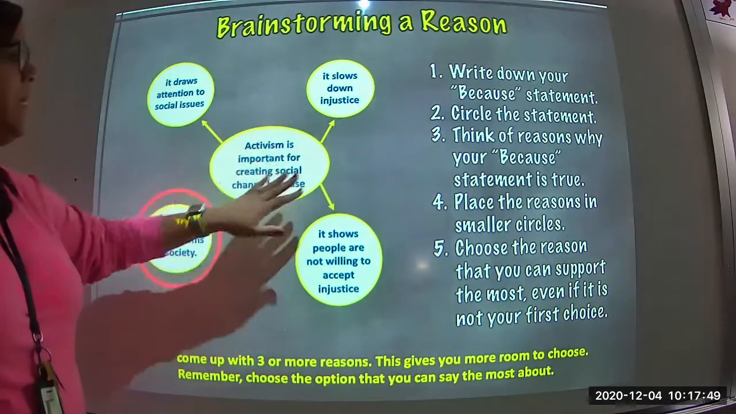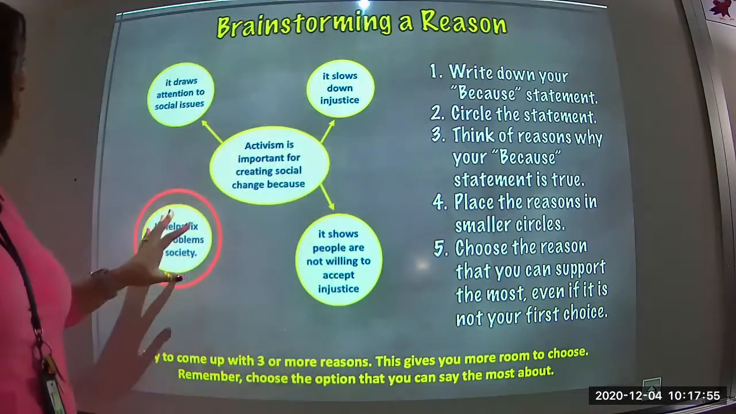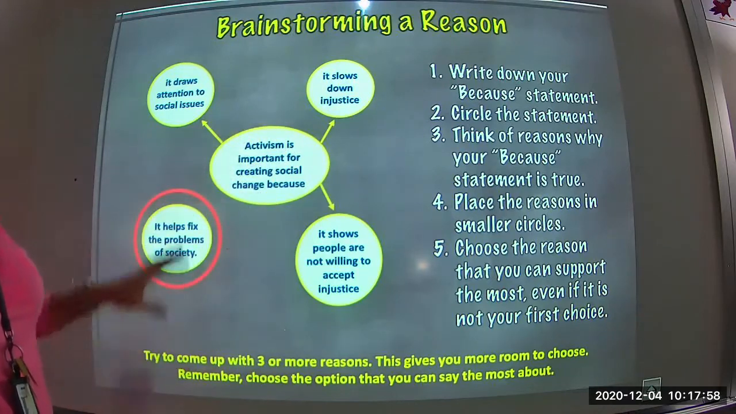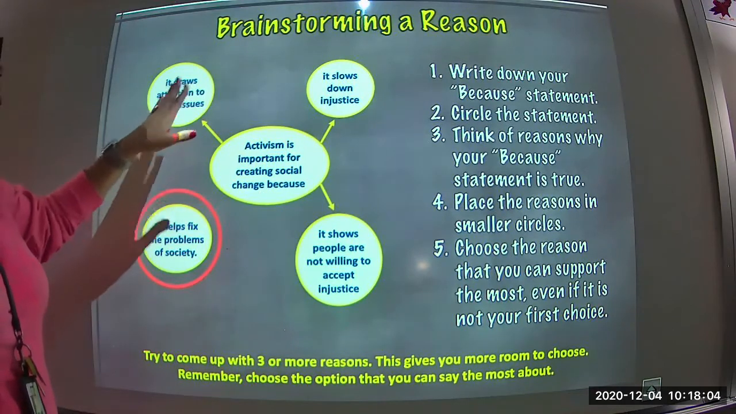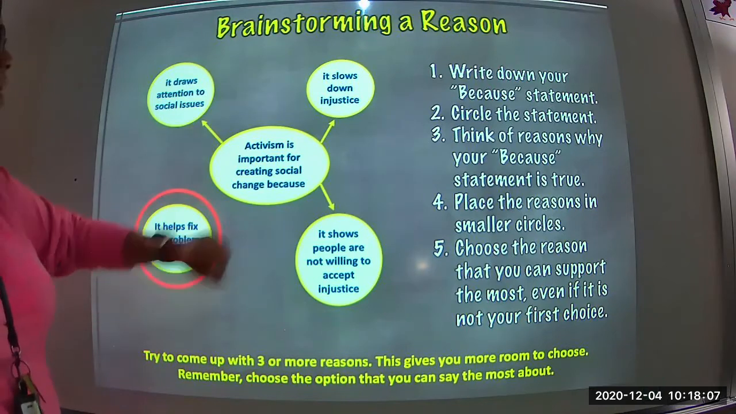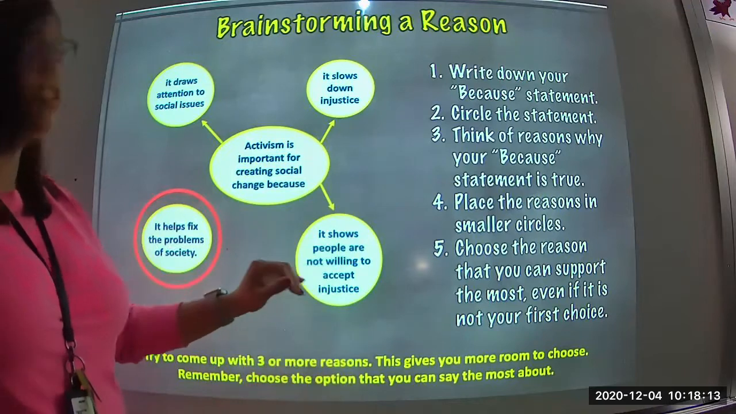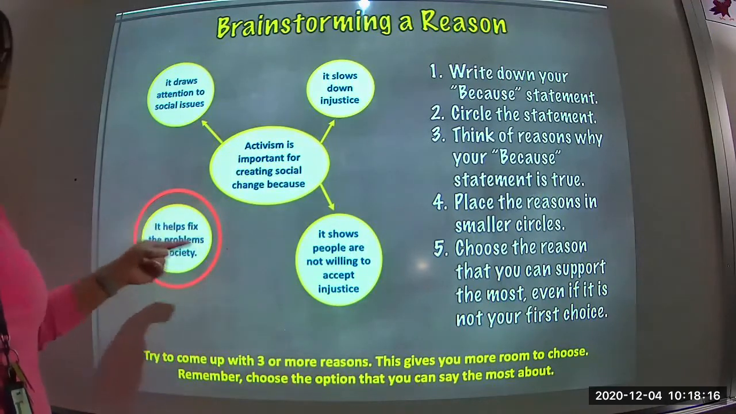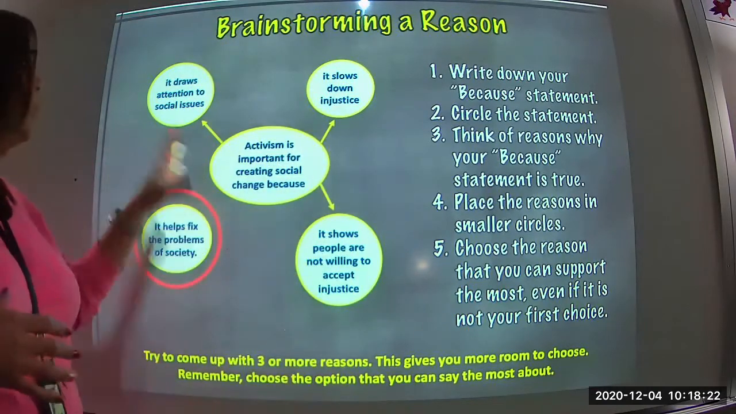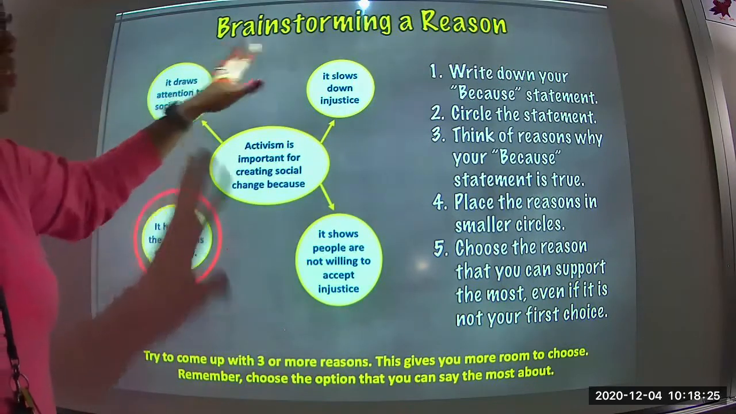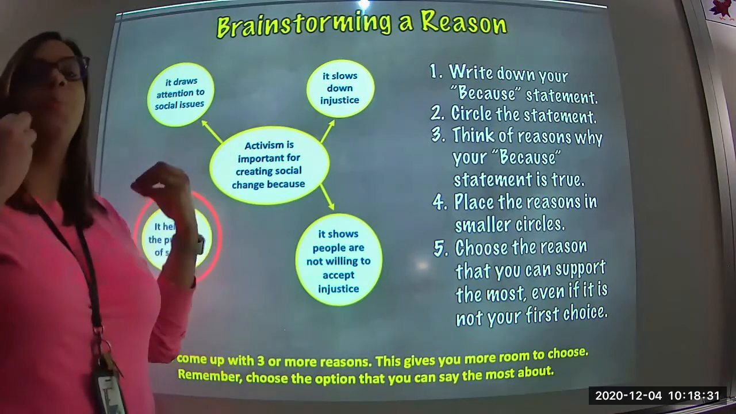So you're going to write your because statement in the middle, and then you're going to write some reasons in smaller circles related to your because statement. So for example, this person's brainstorming process, they wrote: it draws attention to social issues. It slows down injustice. It shows people are not willing to accept injustice, and it helps fix the problems of society. So you're going to try to come up with at least 3. If you come up with 4, great. So once you do that, you're going to look into and choose the reason that you can talk about or support the most.